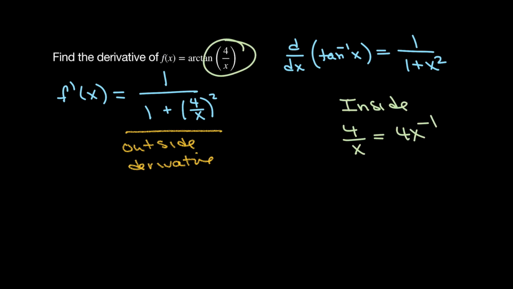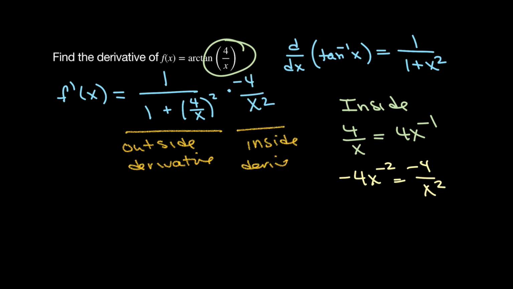And then if I'm using the chain rule, I have to multiply by the derivative of the inside. The inside function is 4 over x, which we can rewrite as 4 x to the negative 1. The derivative of that, bring down the negative 1, would be negative 4 x to the negative 2. I can rewrite that as negative 4 over x squared. So I have to multiply by my inside derivative, which is negative 4 over x squared.